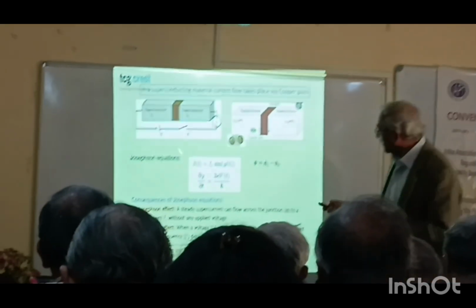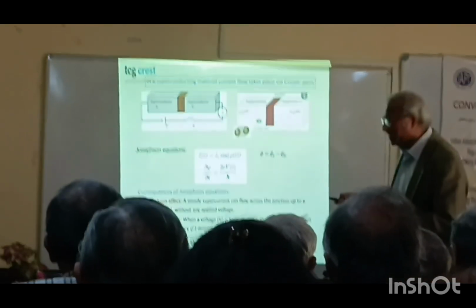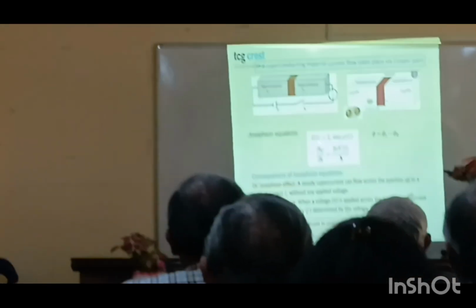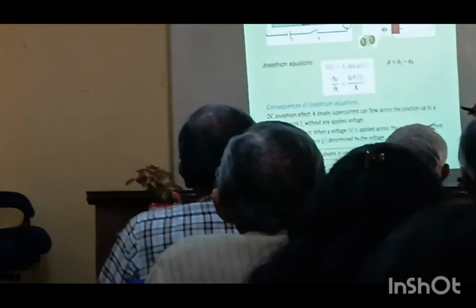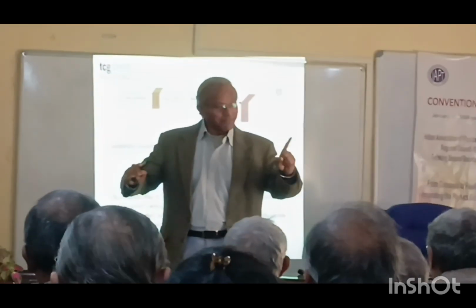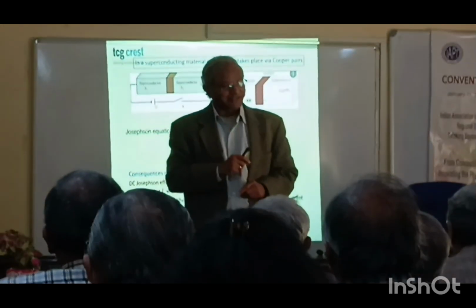But if you apply a battery, what happens? This phi changes with time. So if you change phi with time, sinusoidally current will vary, right? So you get an alternating current. So without battery, you get a DC current. Without applying a voltage, you can get an AC current, alternating.